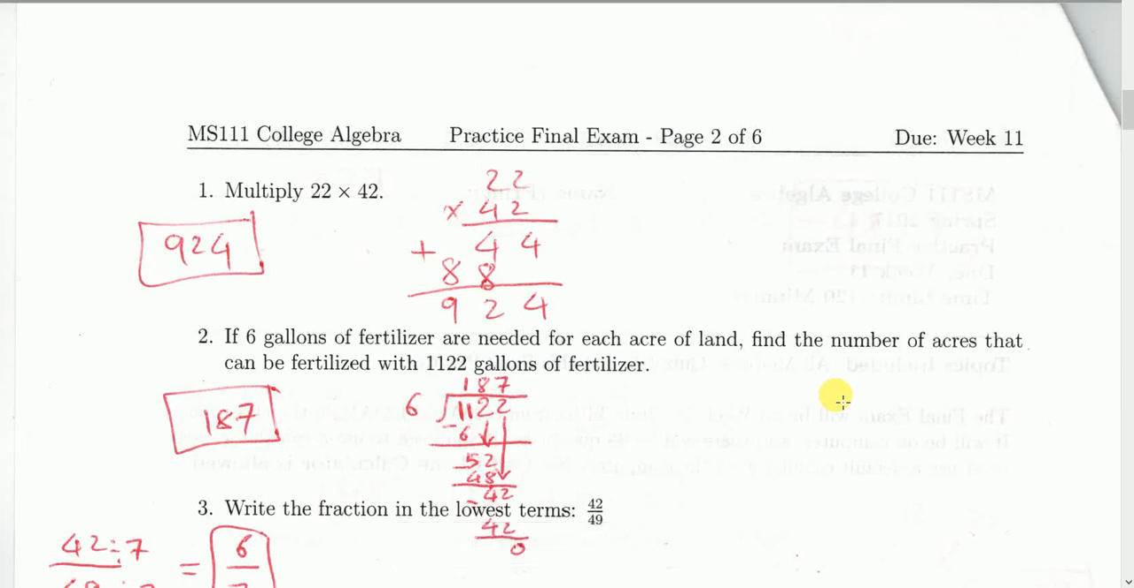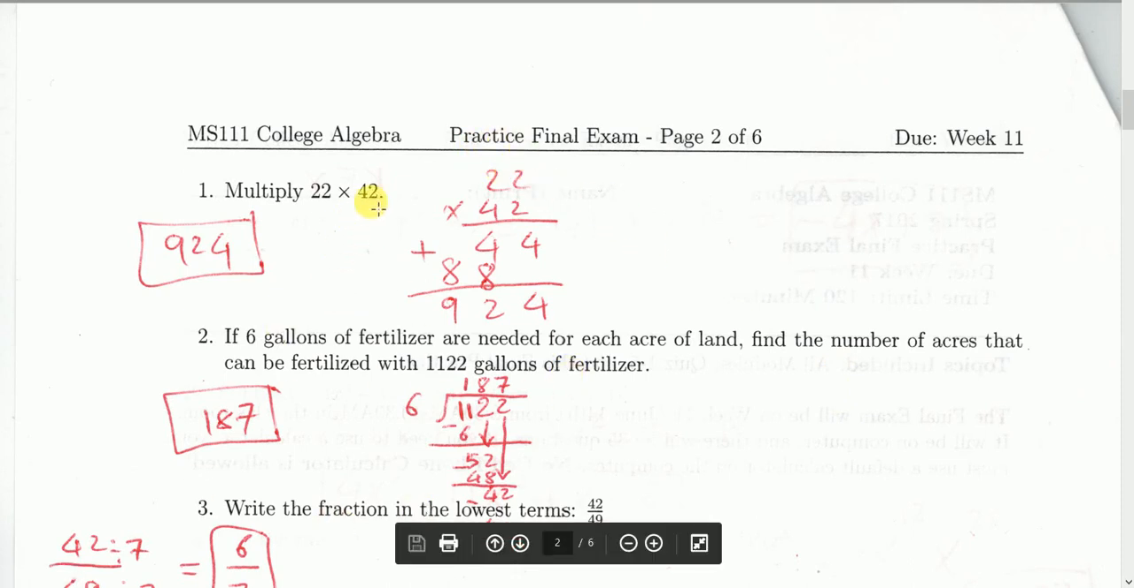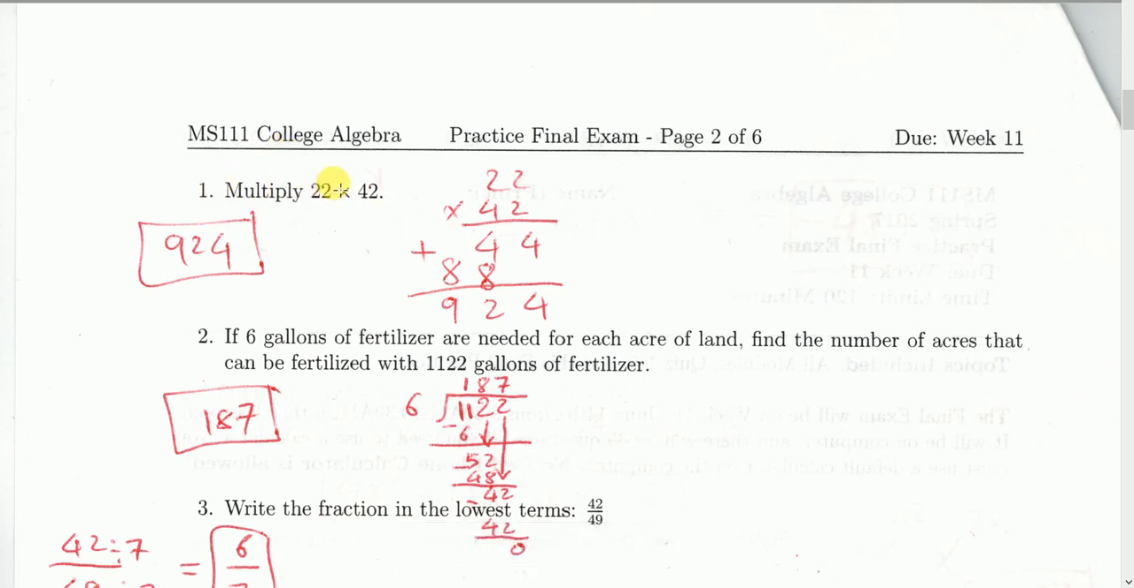Okay, let's go over the practice final exam. So the first problem, we are multiplying the two numbers 22 and 42 together. First you have to line them up vertically. Then 2 times 2 gives you 4. 2 times 2 gives you 4 again.